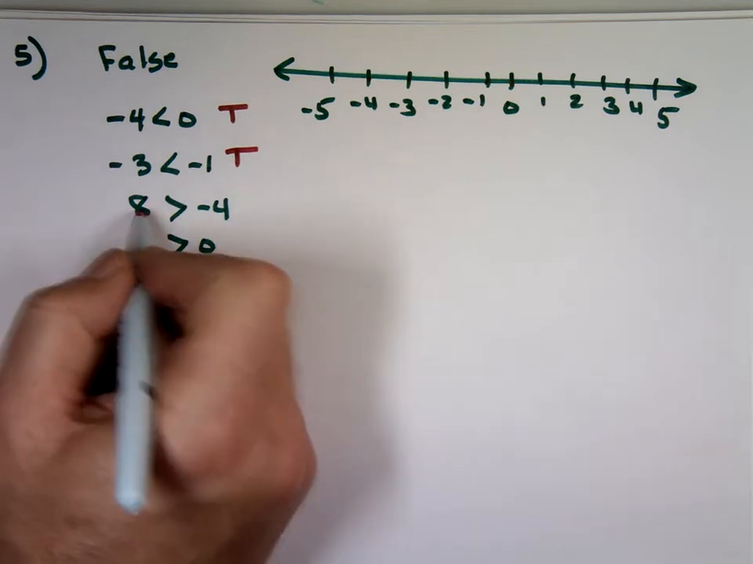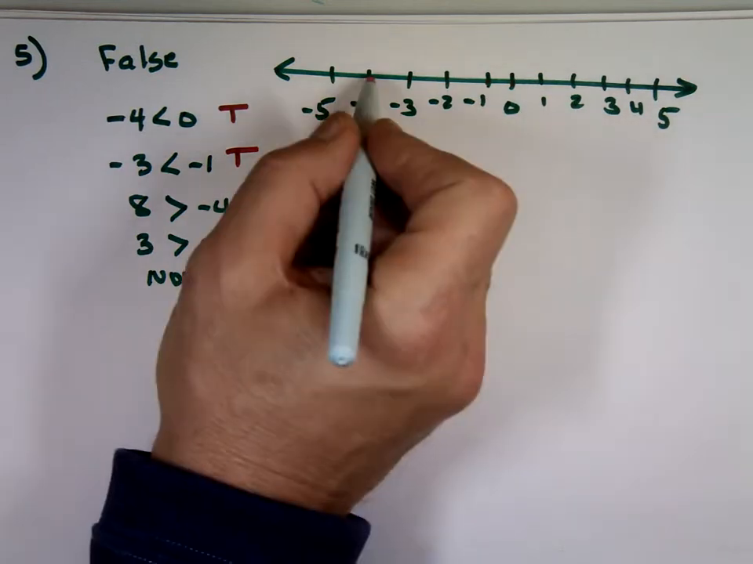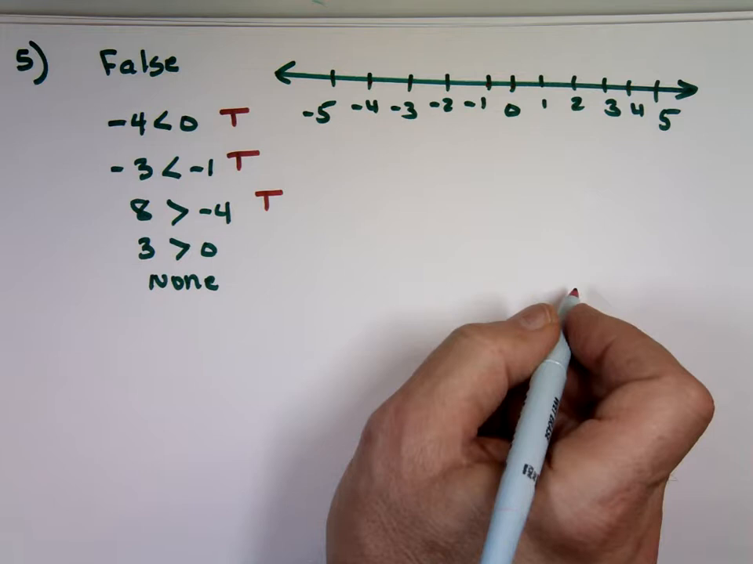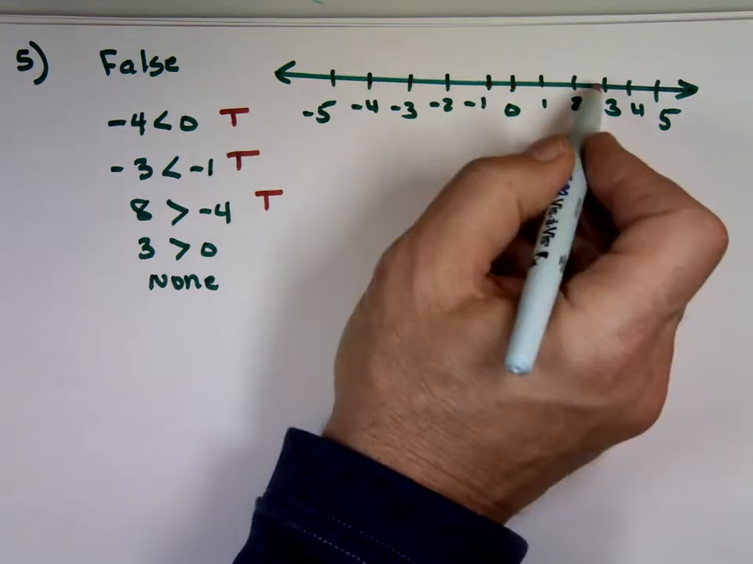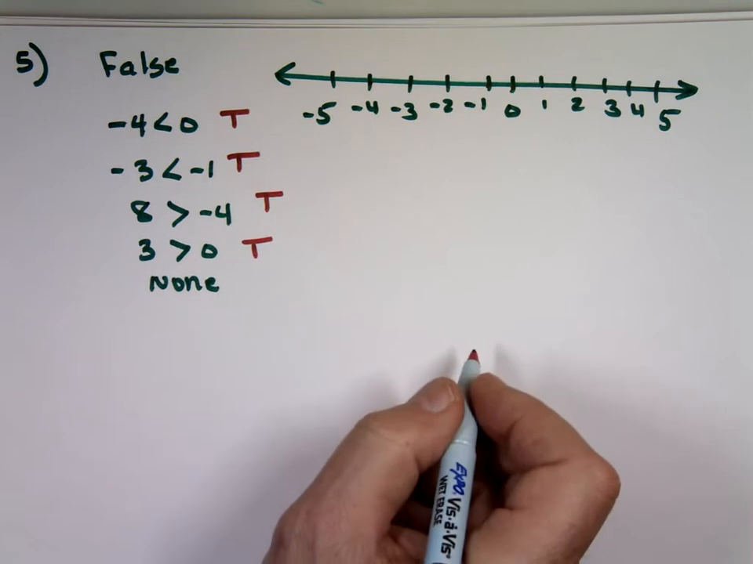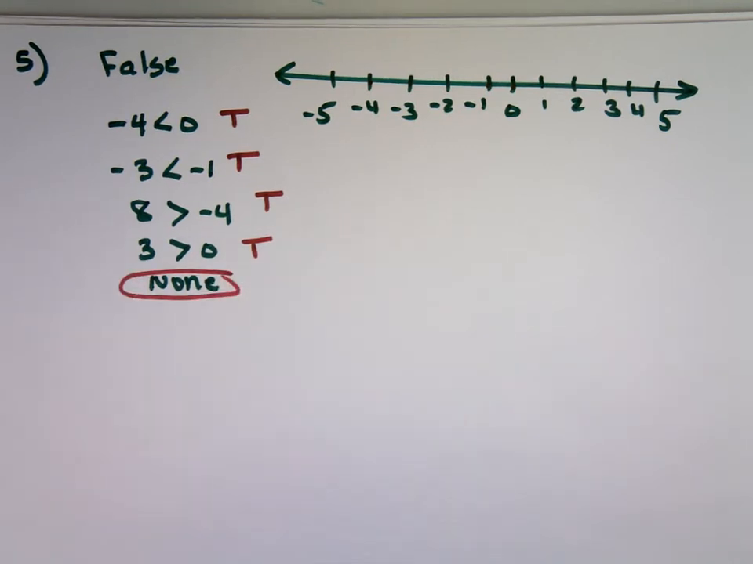Is 8 bigger than negative 4? 8 is somewhere here. Negative 4 here. That's a true statement. Is 3 bigger than 0? Yep. True statement. So which one's false? None of them.